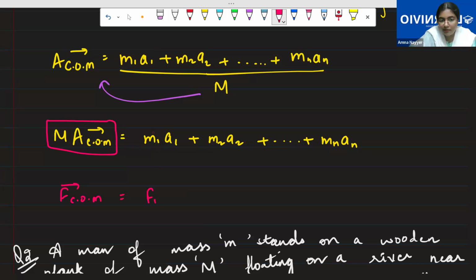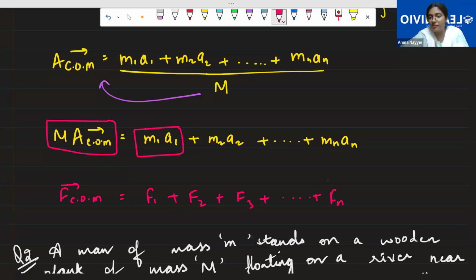And this is equal to the individual forces. See, m1 a1 is the force on the first particle, plus F2, plus F3, plus F4 till Fn. This is not m1 F1.